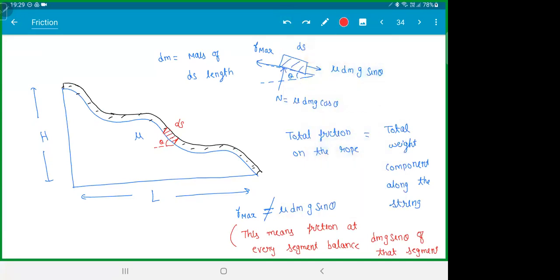Best example, look at this piece, what is the scene? In this direction, there is no weight only. mg is downward, but friction is acting this way. It is not balanced. You getting this?